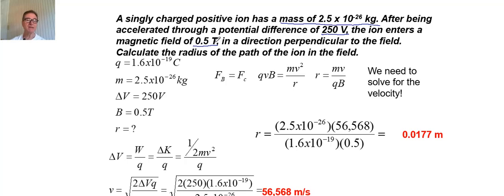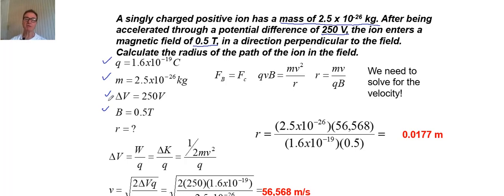We want to figure out what the radius of the path of the ion in the field is going to be. Okay, so what do we know? We know the charge on this positive ion is going to be 1.6 times 10 to the minus 19th coulombs, because it's just a positive ion. We know the mass of it. We know the voltage of the potential difference is 250 volts. We know the magnetic field is 0.5 Tesla. We would like to know R. Okay, so do we know everything that we need?